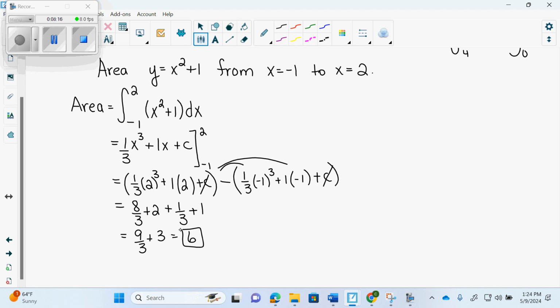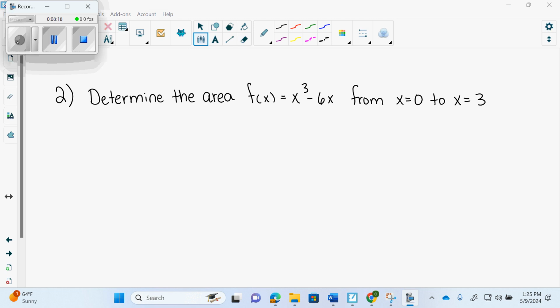Okay, so I'm going to give you another one to try. Determine the area. F of x equals x cubed minus 6x from 0 to 3. Go. So, we have the area equals the integral of x cubed minus 6x from 0 to 3. And you have to remember to put the dx, and I guarantee you 90% of you forgot.